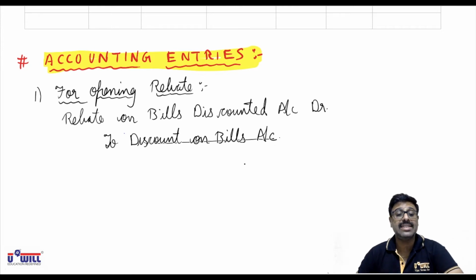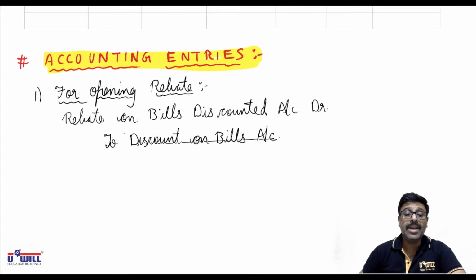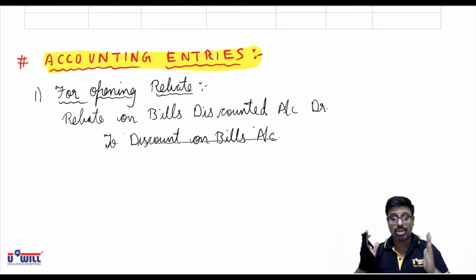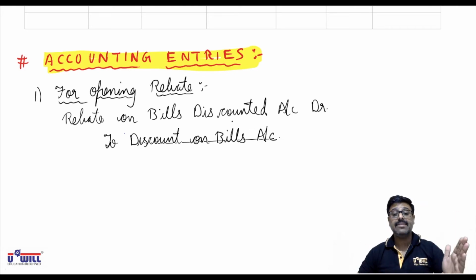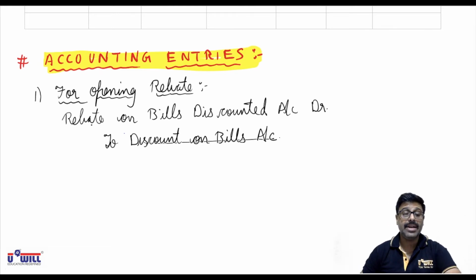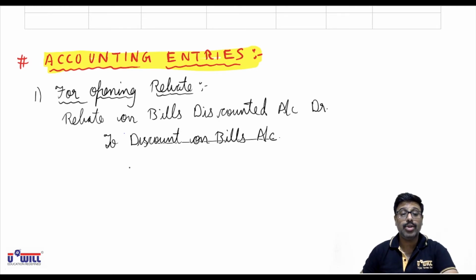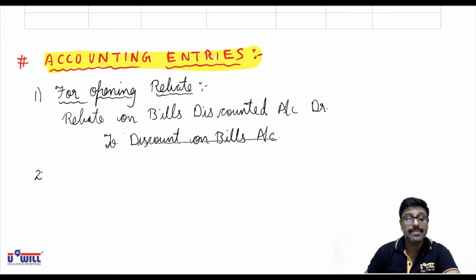I repeat the logic of this entry again. Opening rebate means last year's pre-received income which belongs to current year. Pre-received income has a credit balance. So to close it, we reverse and debit it: rebate on bills discounted account debit. And it is the income of current year. Which income of current year? Discount on bills. So we credit it to discount on bills account by the rule credit all incomes and gains.